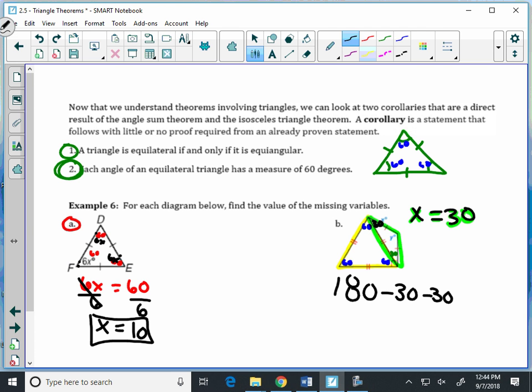What's 180 minus 30 minus 30? 120. So that is the measure of y.